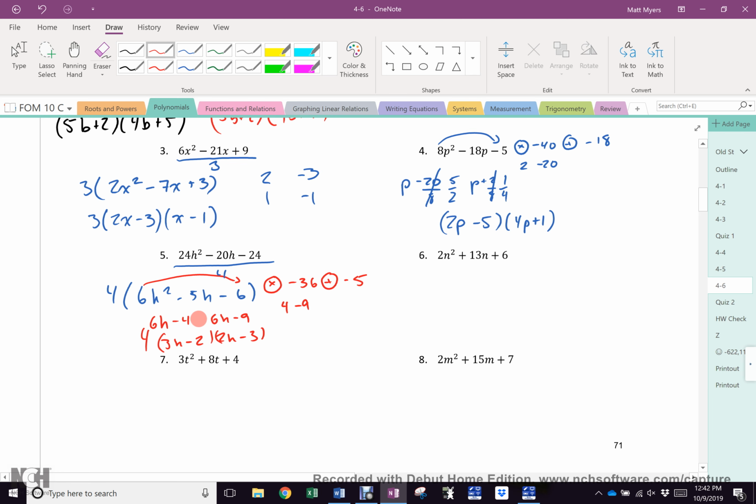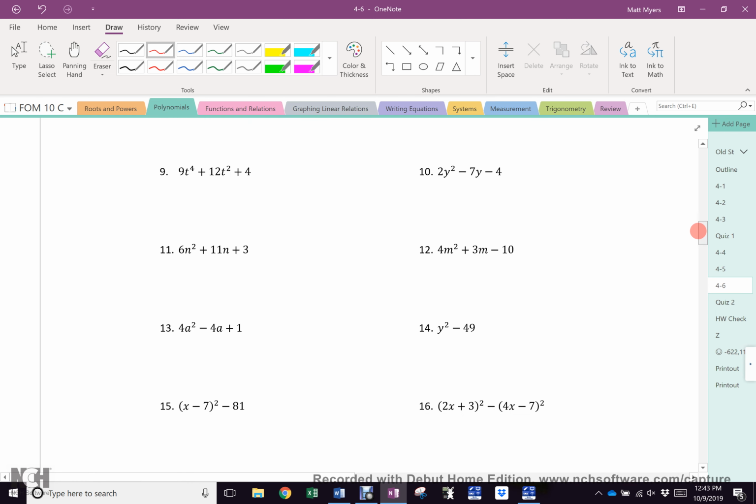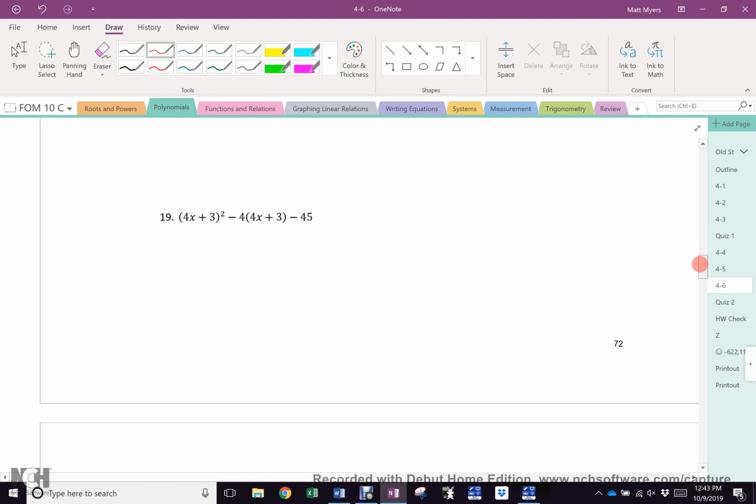No, because h times h gets me my h squared. Everybody cool? Does everybody have a method that works for them? Everybody has one that they're at least able to, like, if you were talking to the kid beside you, you could sort it out? All right, let's do 3 more, and then I'm shutting up. And you're going to try 72 tonight.